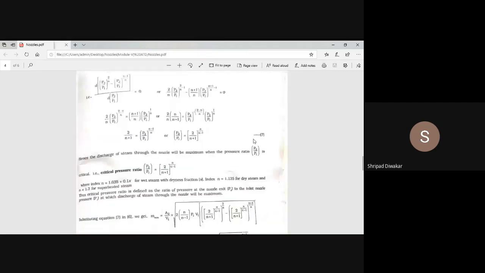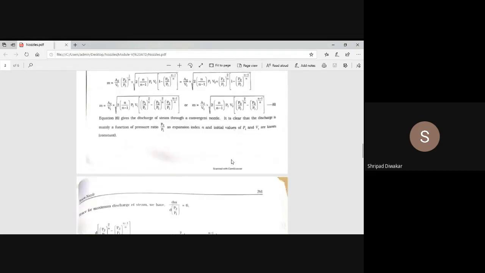So this is A2 by V1, square root of 2n divided by n minus 1 into P1 V1, square root of P2 by P1. What is that? It is nothing but 2 divided by n plus 1 to the power of n divided by n minus 1, once again whole power 2 by n. This is what we have in equation number 6, where we have 2 by n.